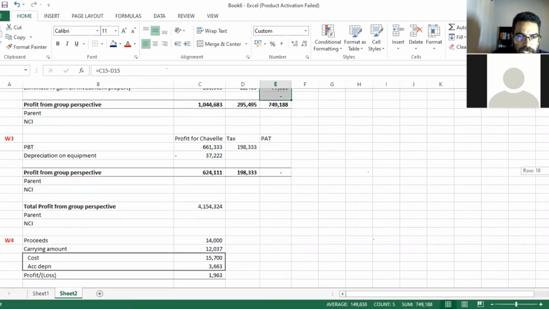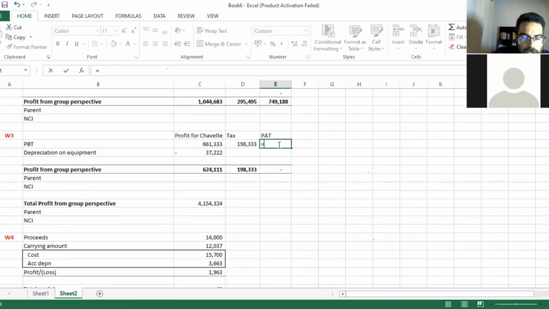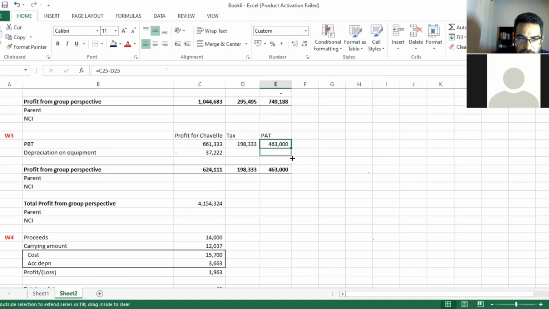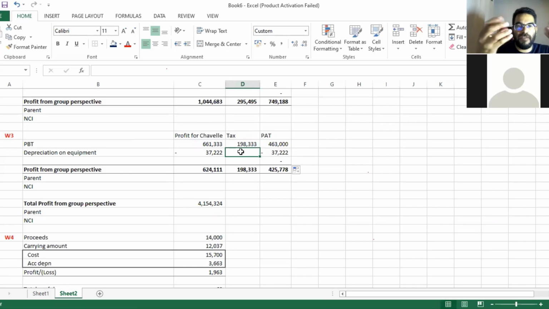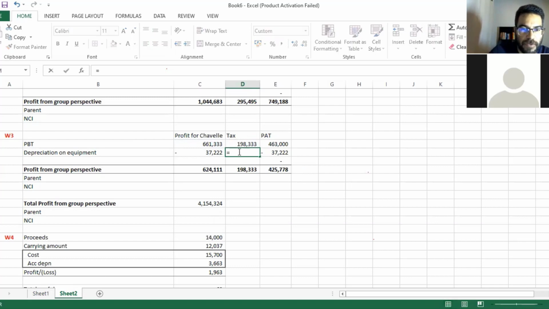Then similarly over here, profit minus tax gives me profit after tax. I'm just going to drag this down. Yeah, I'm saying we're increasing depreciation. By increasing depreciation, we are decreasing profit. Profits go down, tax needs to go down. Multiply that by 28%. And that's my tax figure.